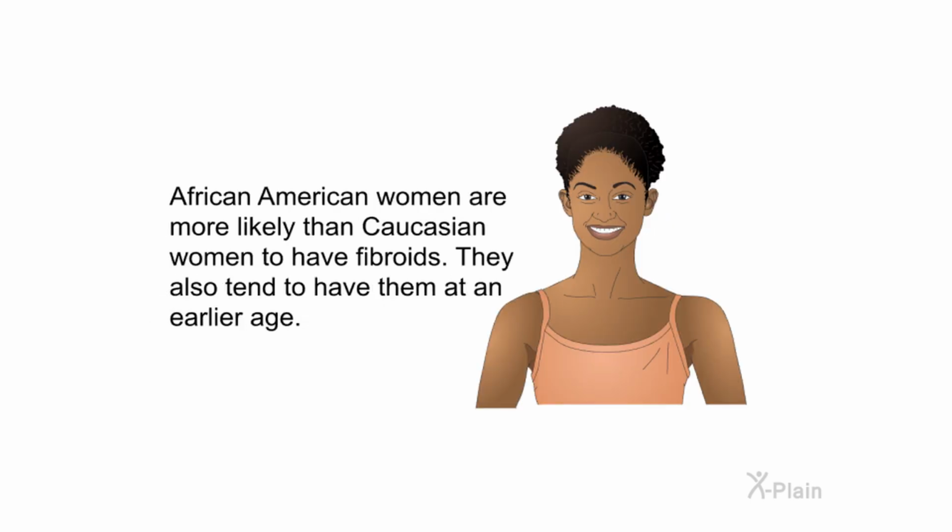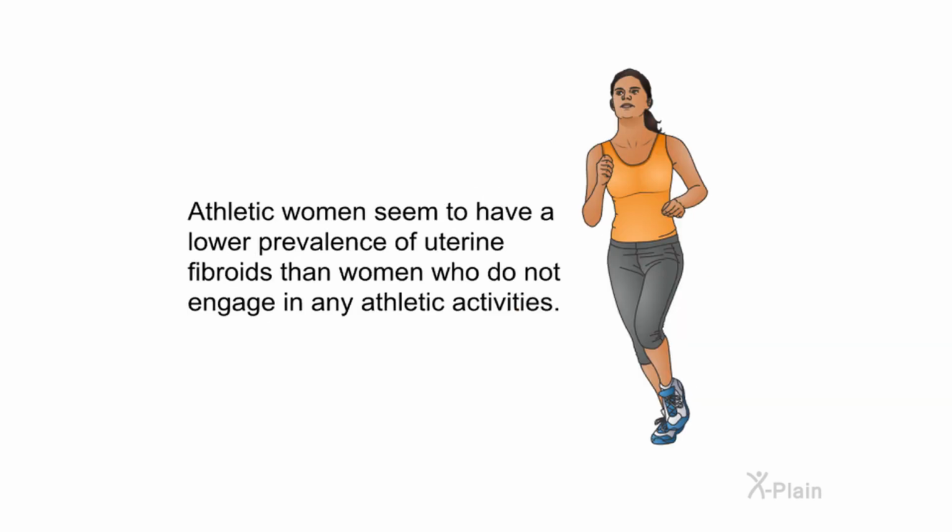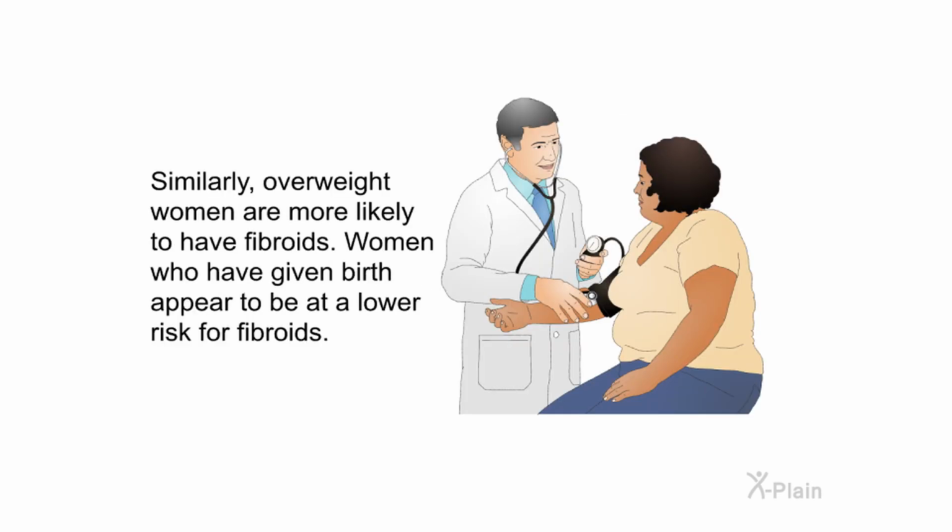African American women are more likely than Caucasian women to have fibroids. They also tend to have them at an earlier age. Athletic women seem to have a lower prevalence of uterine fibroids than women who do not engage in any athletic activities. Similarly, overweight women are more likely to have fibroids. Women who have given birth appear to be at a lower risk for fibroids. Diagnosis.